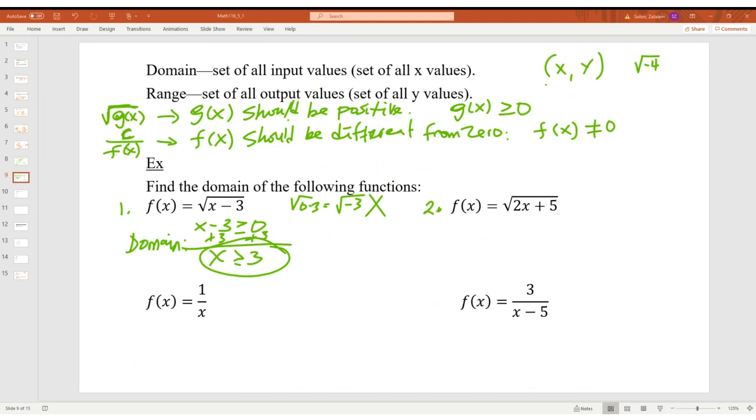What is the domain for f of x equals the square root of 2x plus 5? Domain means the possible input values. Some input values are excluded depending on the type of function. So for the square root, anything inside the square root should be greater than or equal to 0. It cannot be negative. So what is the domain?